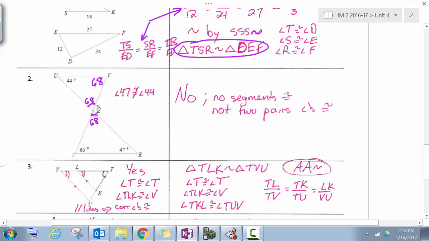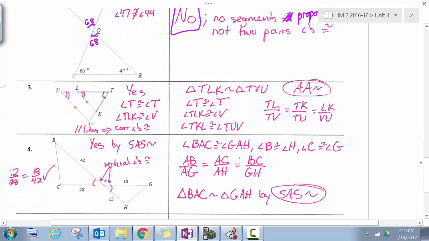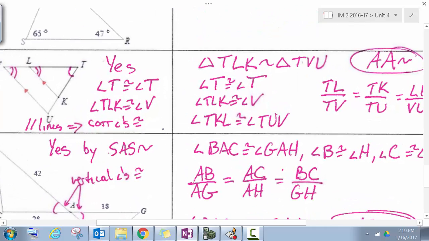And there's only one pair of angles congruent. So no segments are proportional because we don't have any proportions, and not two pairs of angles congruent. So unfortunately, not similar. Number 3, maybe we'll zoom in a little bit here.